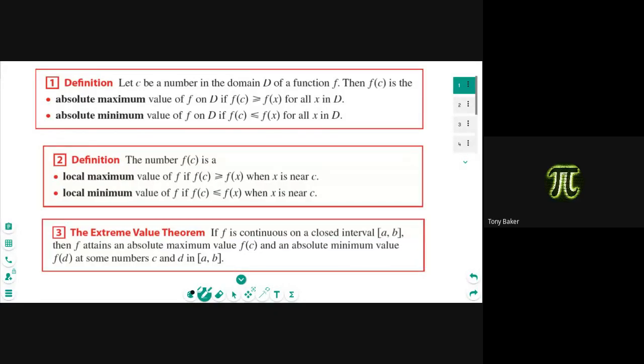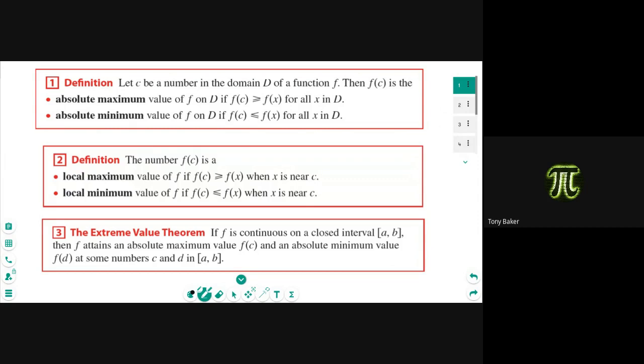All right. So the parabola, your minimum or maximum is going to be your vertex. And that one's really easy to find. However, when we start to get to cubics and quartics and trig functions and stuff like that, finding our minimums and maximums is a lot more complicated.